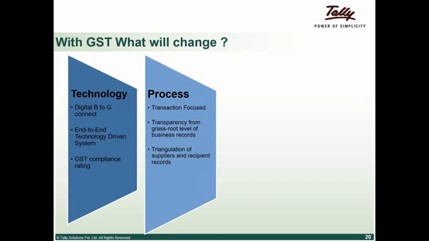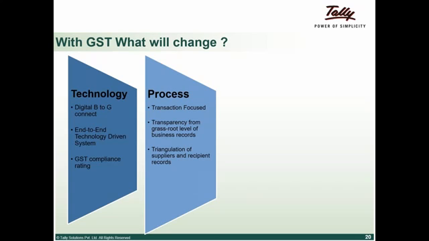Number two is the transparency from the grassroots level of the business record. As I was mentioning earlier, for every business, the purchase and sale play the most vital and major transactional records. Majority of them are made available on the GSTN portal, right? So we upload that information, and the government has that information.